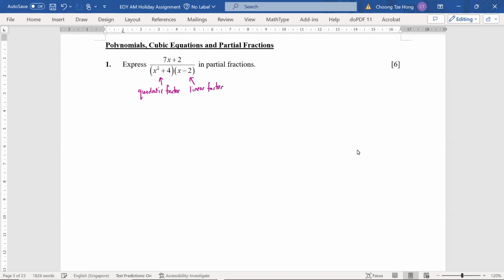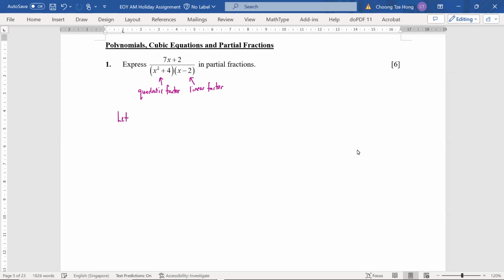This quadratic factor x² + 4 cannot be factorized into two linear factors. That's why it's a quadratic factor, because if it could be factorized, it would become two linear factors. Once we know this, we will know what form to break it up into.